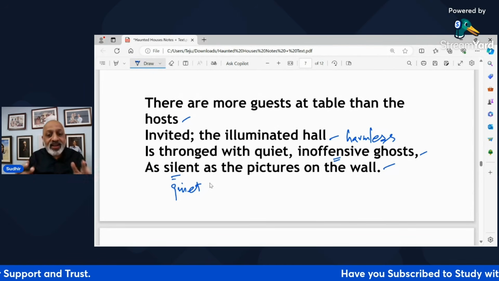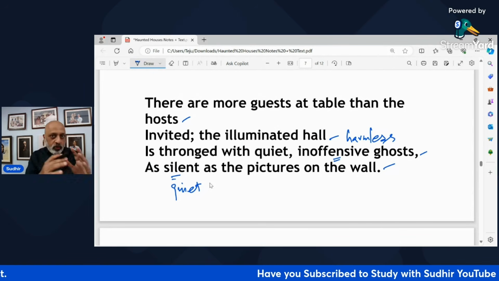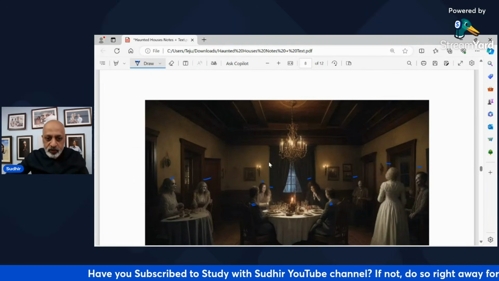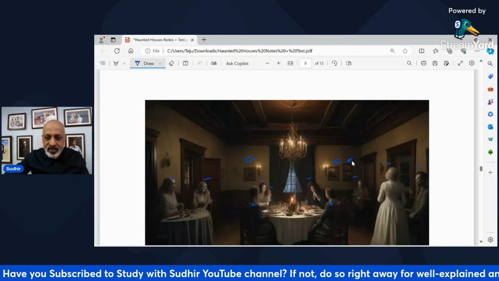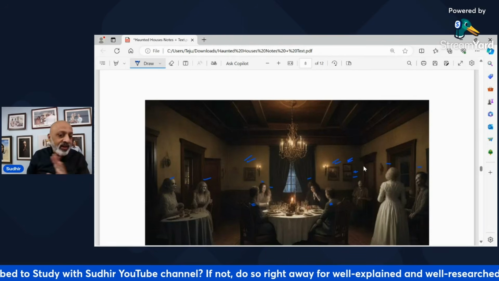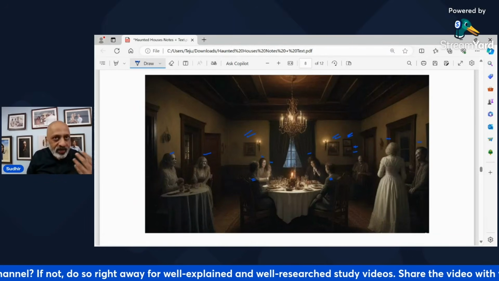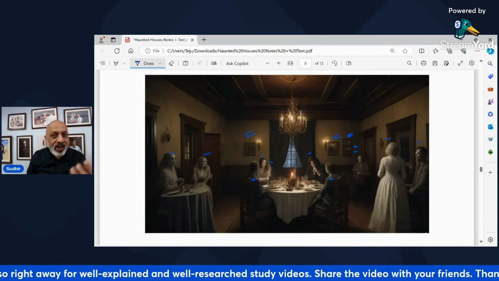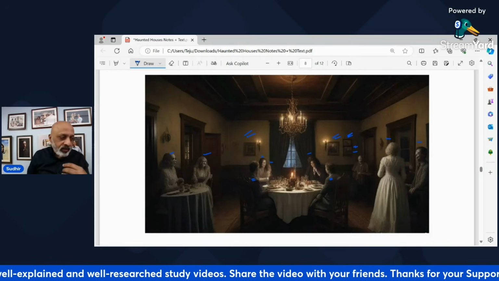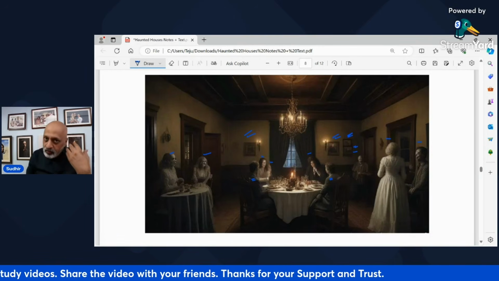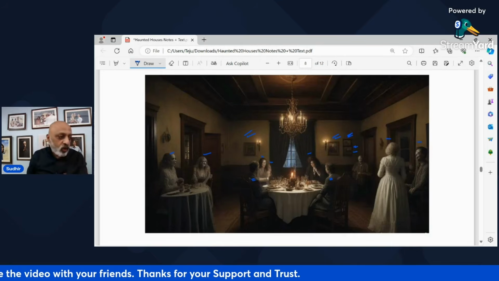They are as silent as the pictures on the wall. So, they are not making a noise. For instance, on the wall, you are seeing these pictures out here, right? So just like these pictures, they are very silent. They are not making any kind of noise. So it emphasizes the lack of sound by the ghost, that they are blending into the background of the house. Their presence can be felt, but they cannot be seen.